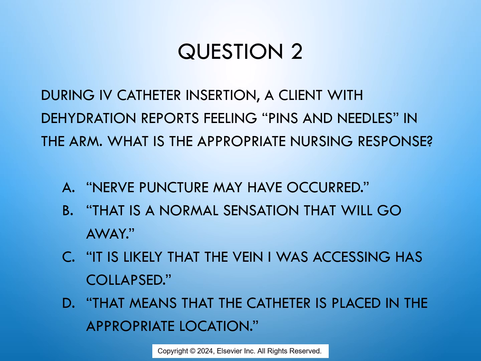Question 2. During IV catheter insertion, a client with dehydration reports feeling pins and needles in the arm. What is the appropriate nursing response? A. Nerve puncture may have occurred. B. That is a normal sensation that will go away. C. It is likely that the vein I was accessing has collapsed. Or D. That means that the catheter is placed in the appropriate location.